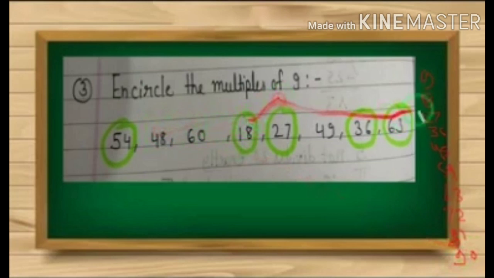Okay, now we check which multiples are here. So look here, 9 twos are 18. So we circle 18. 9 threes are 27. So we encircle 27. 9 fours are 36. 9 sixes are 54. 9 sevens are 63. Okay. So these are the multiples of 9 which we encircle: 18, 27, 36, 54 and 63. Okay students. So we encircle multiples of 9.